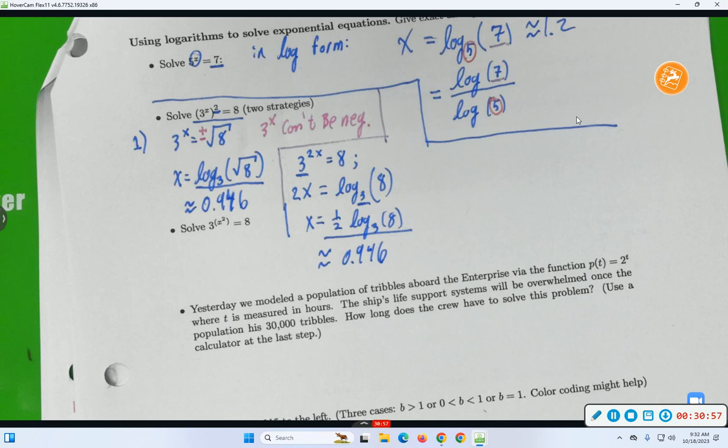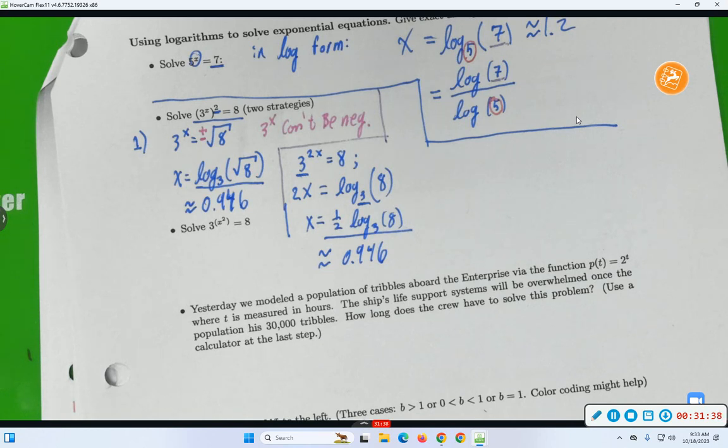You've got a population of tribbles above the Enterprise. Its population is modeled by the function 2 to the power t. The life support systems will be overwhelmed once the population hits 30,000 tribbles. How long does the crew have to solve that problem? Obviously this is a mildly silly example, but you could imagine adjusting this to be a population growing that you do care about. It'd be modeled by a different exponential function, but you'd have one. Let's write down an equation that models this problem.